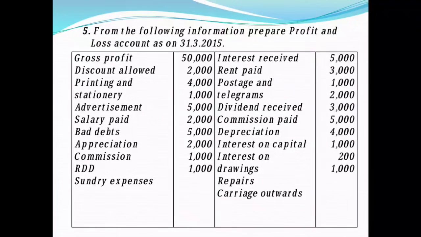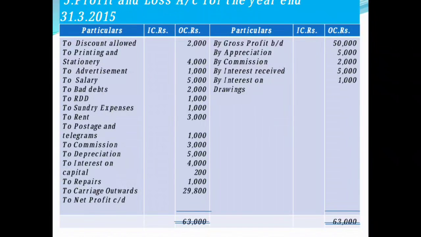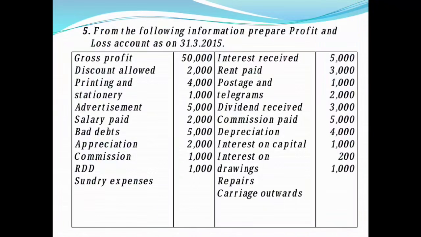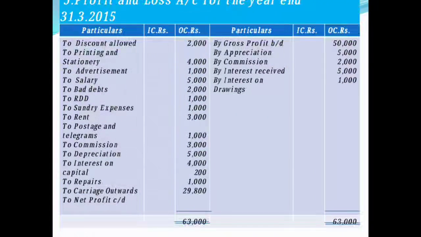We'll see the first problem on this. From the following information, prepare profit and loss account as on 31/3/2015. First, gross profit is given as rupees 50,000, which you have to record on the credit side of profit and loss account: by gross profit brought down rupees 50,000. The next you have discount allowed. Allowed means it is an expense, which you are going to debit to profit and loss account: to discount allowed rupees 2,000.